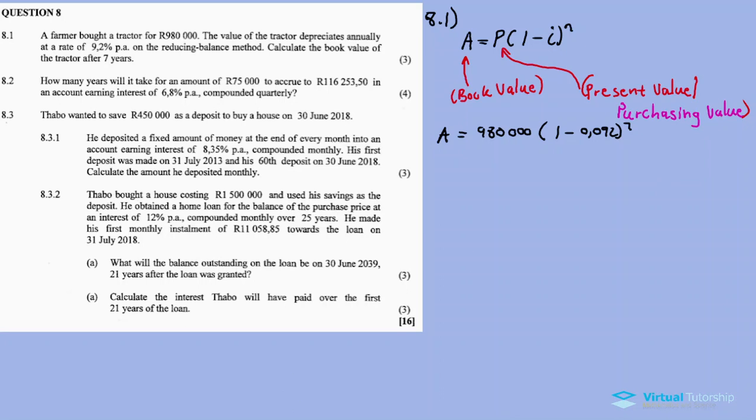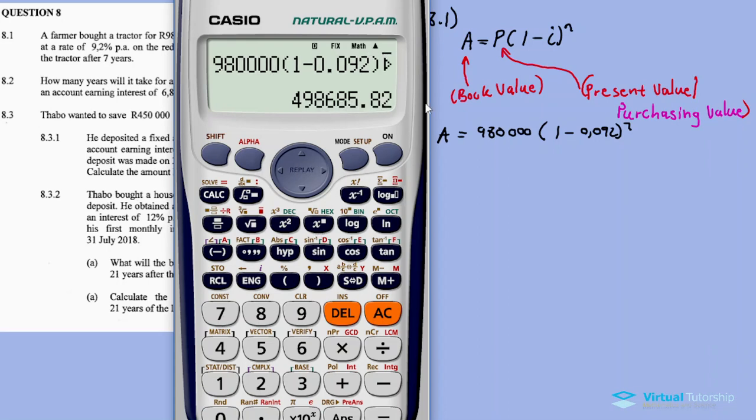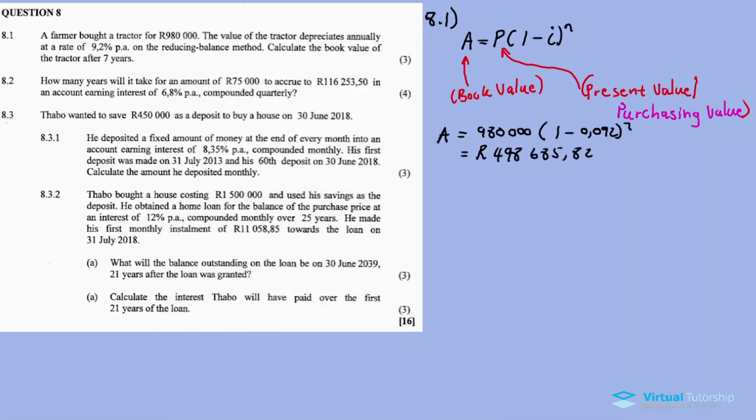So our answer for this one, as you calculate 980,000 rand, 1 minus 0.092 close bracket raised to exponent 7, equal to 498,685.82 cents. So the tractor depreciated from 980,000 to approximately 498,000, plus or minus. So yeah, now answer here too.